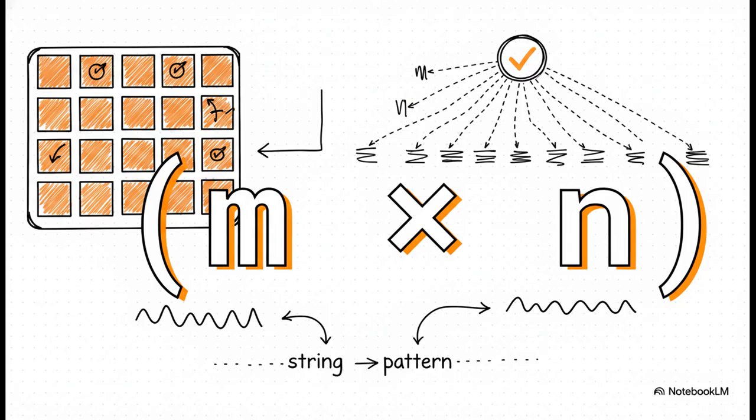Why go through all this trouble? Well, by caching these subproblems inside our matrix, we've successfully reduced a massive exponential decision tree problem down to a highly efficient big O of m times n time and space complexity. To put that into perspective, m and n are just the lengths of our string and pattern. We literally only ever have to calculate each cell exactly once. It's a real game changer.